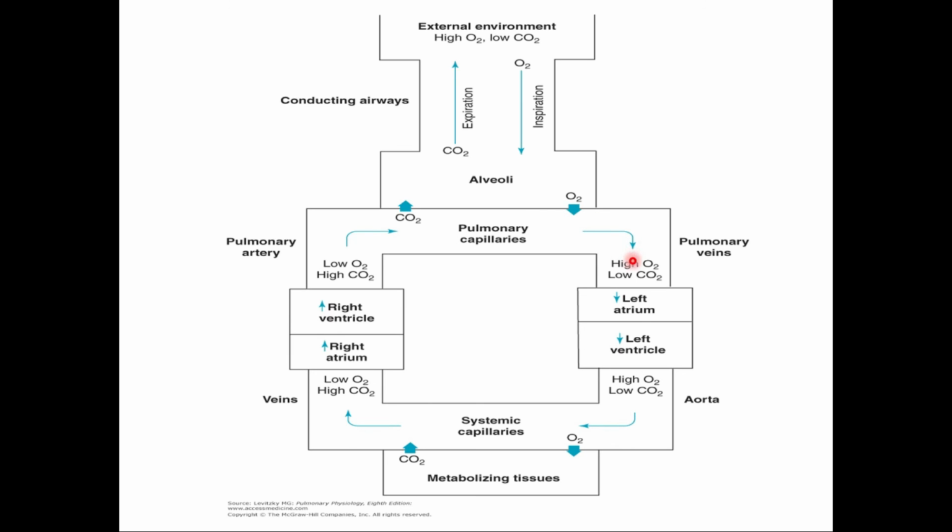oxygen enters the pulmonary veins, passing through the left atrium and left ventricle. The blood goes to the aorta, where oxygen is utilized by the metabolizing tissues and carbon dioxide is produced. The resulting carbon dioxide goes to the veins, passing through the right atrium and right ventricle. It goes to the pulmonary artery and ultimately is expired out from the lungs after the exchange process.